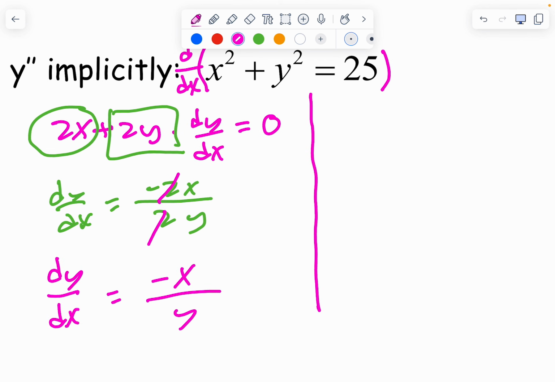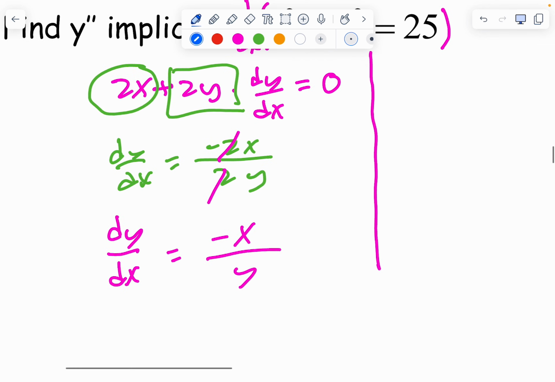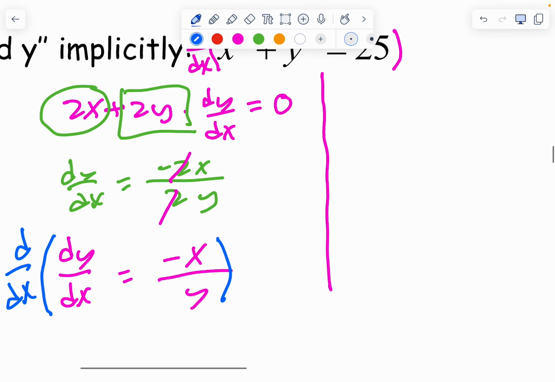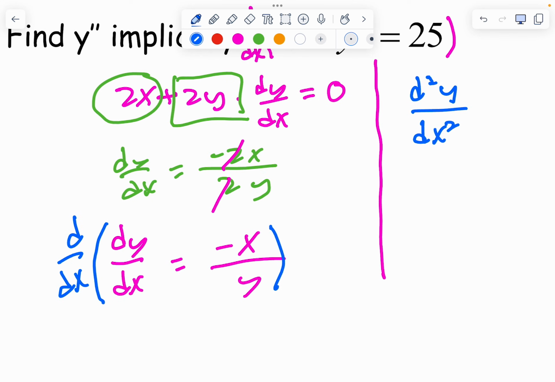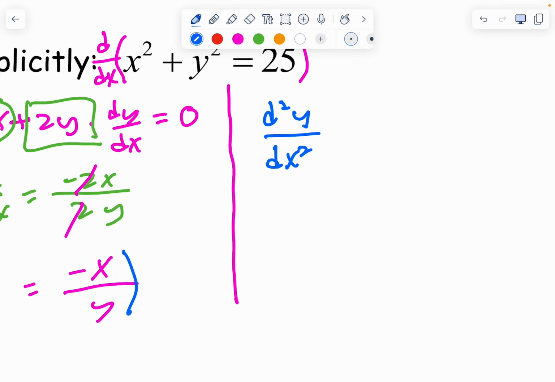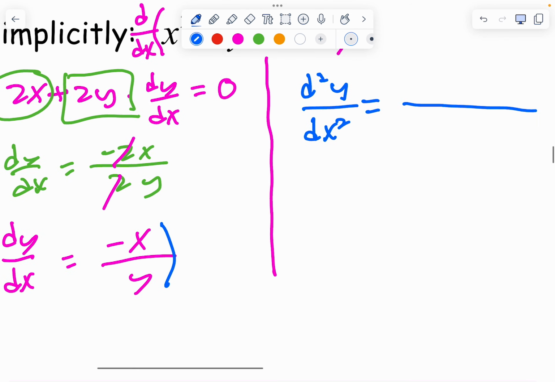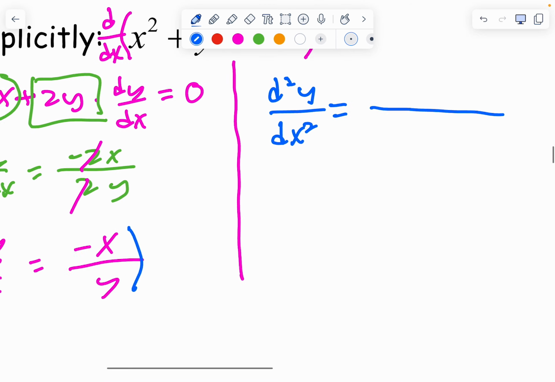Twice. So here I go. I'm going to derive this with respect to x. That's our second derivative. So I'm going to write on here, my second derivative notation is d squared y over dx squared. And I know some people are going to be like, what just happened? There's 2 x's and 2 d's. It doesn't matter. We didn't make that up. Okay, so now I have negative x over y. Isn't that quotient rule? Yep, let's apply the quotient rule.